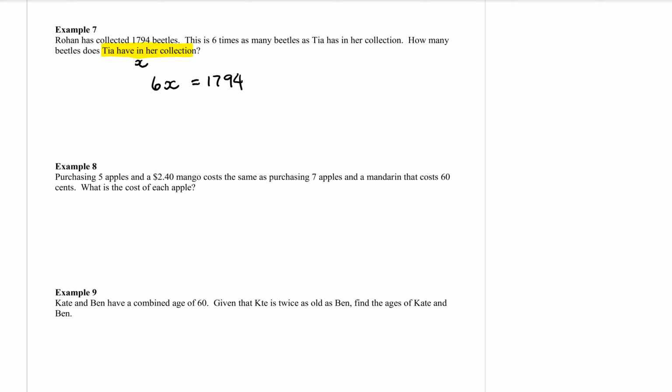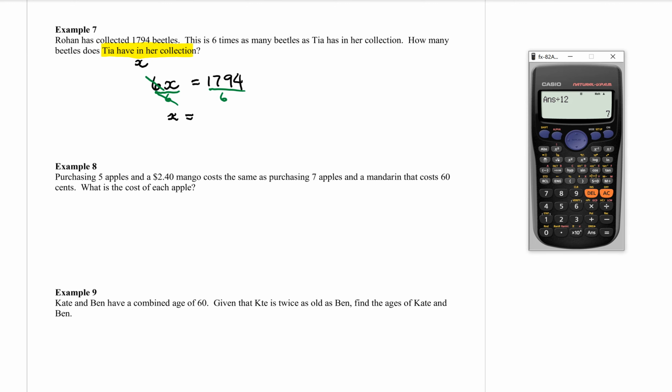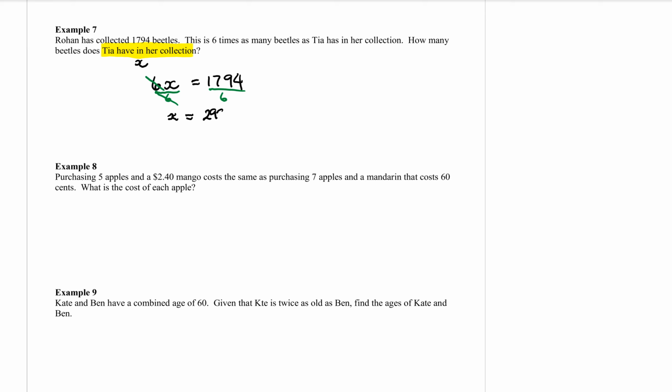So I need to divide by 6 to get rid of that. X is by itself, and we do 1,794 divided by 6 means that Tia has 299 beetles. So we need to write that in words. Therefore, Tia has 299 beetles. Oops, double E for beetles.